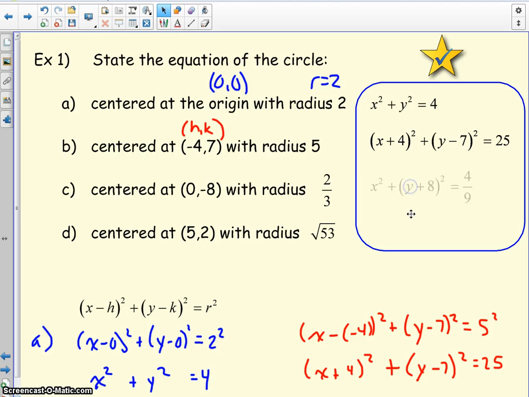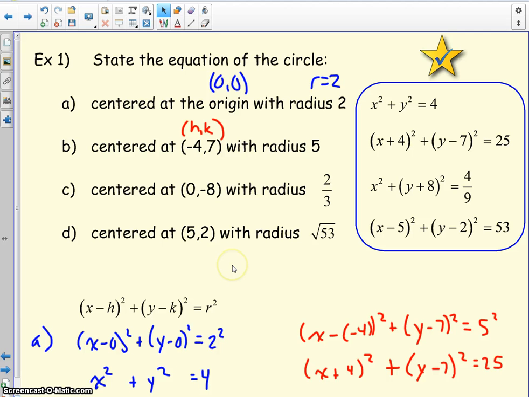Okay, so let's check your answers here. In this case, for C, the h value is 0, the k value is negative 8, so you get x squared plus bracket y plus 8 all squared. The radius is 2 over 3. When you square 2 over 3, 2/3 times 2/3 is 4/9. So we get x squared plus bracket y plus 8 squared equals 4 over 9.